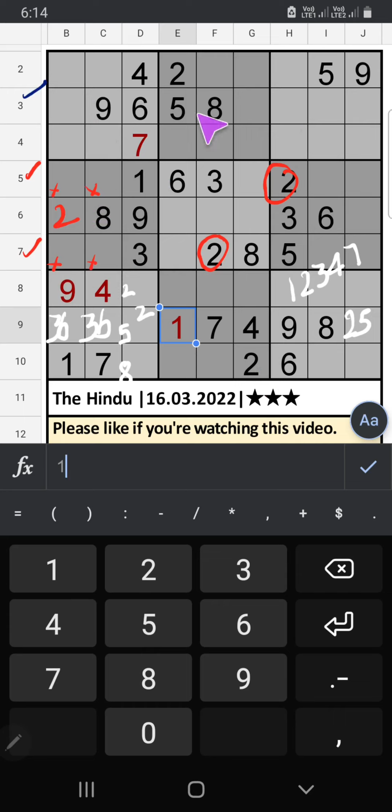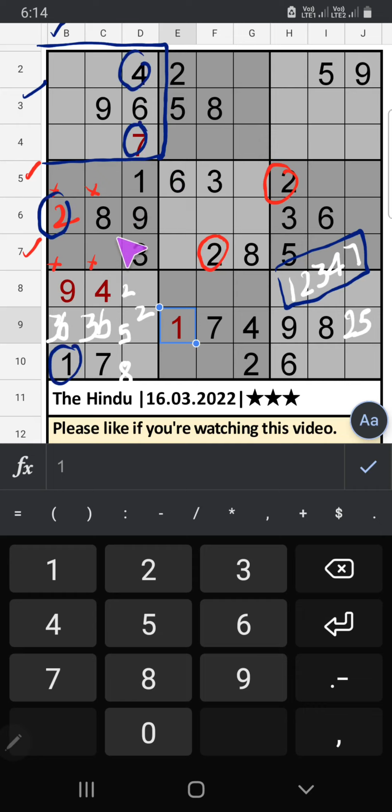3rd row, 5 numbers are remaining: 1, 2, 3, 4, 7. Column B and 1st grid, we have 1, 2, 4, 7. These 4 numbers can't come in this cell. They will come in the 4 cells. Then only 1 number is remaining, 3. 3 is confirmed here. Since 3 is here, 3 can't come in this cell. 3 is confirmed here. Then 6 is here.